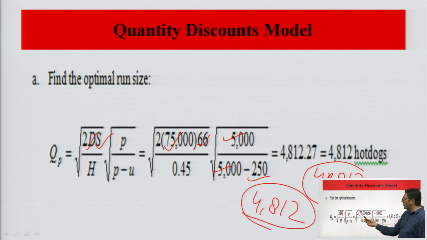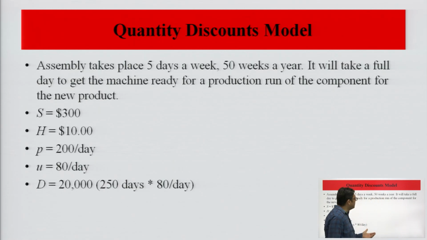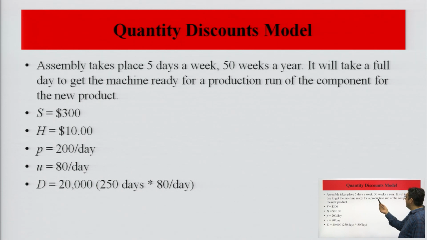70,000 is 250 multiplied by 300, which are the working days per year. Our setup cost is 66 and holding cost is 0.45. The production is 5,000 units, and 250 is our usage rate. So when we work it out, we got 4,812.